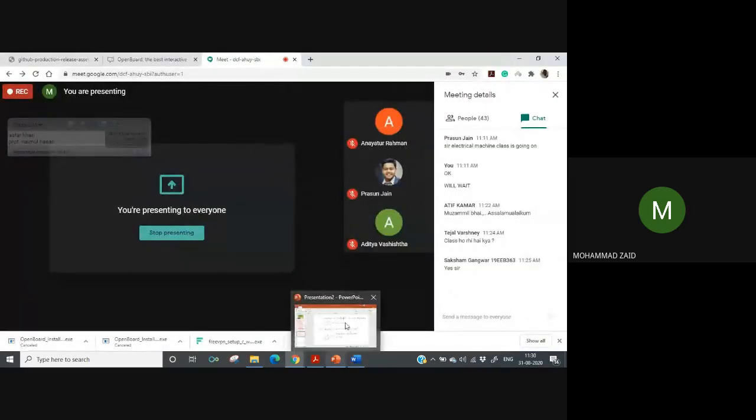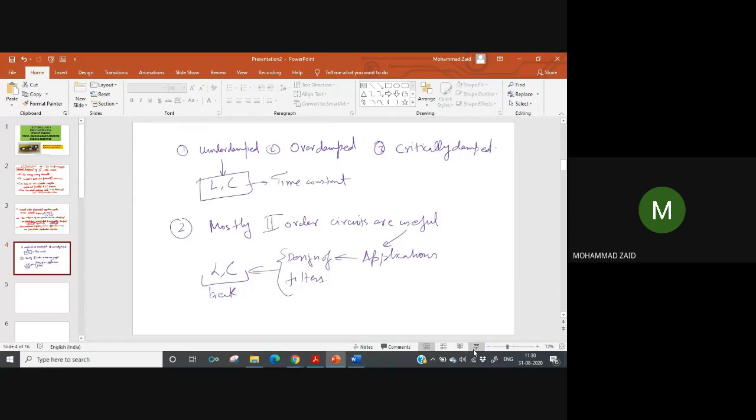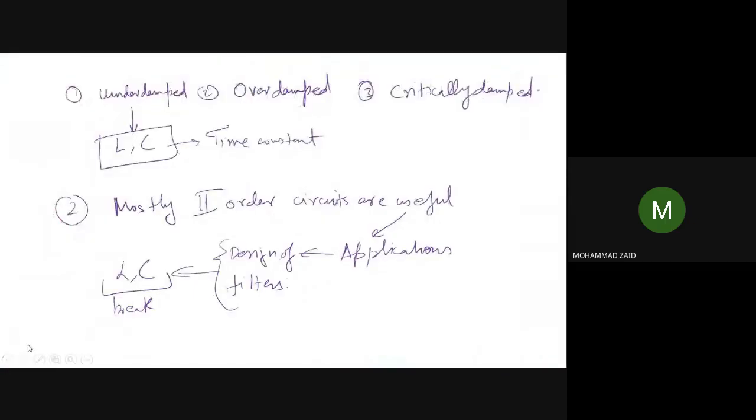So in that manner, second order circuits are very useful circuits. They can be used in filter circuits and in a variety of applications. They can be used in automobile suspension systems, temperature controllers, and even in airplanes for control purposes. So a wide variety of circuits in electrical engineering have a combination of L and C, both for AC and DC.